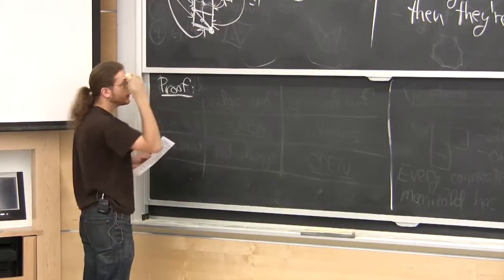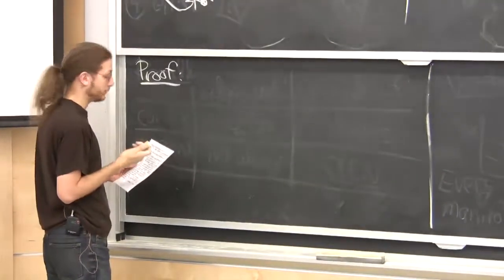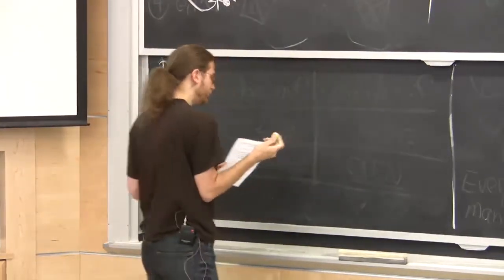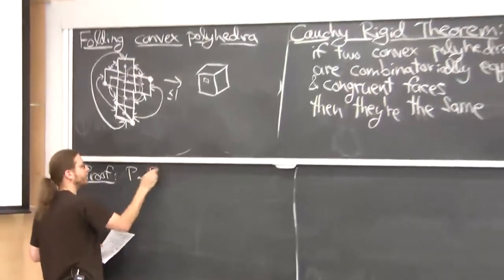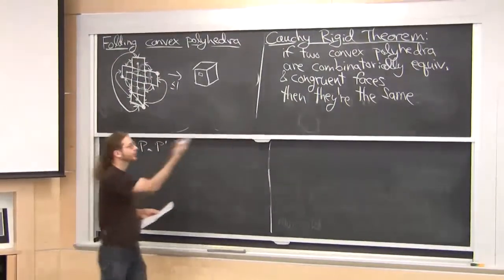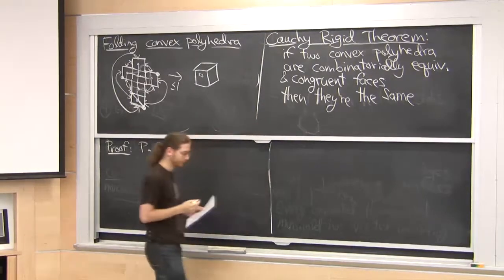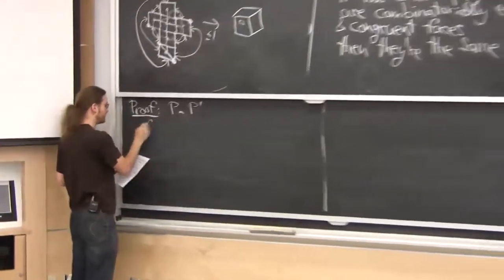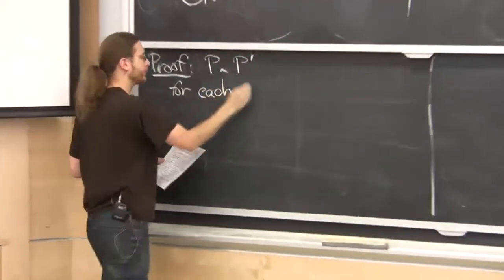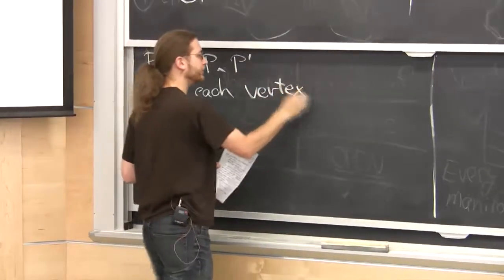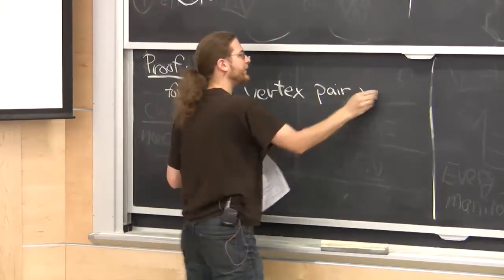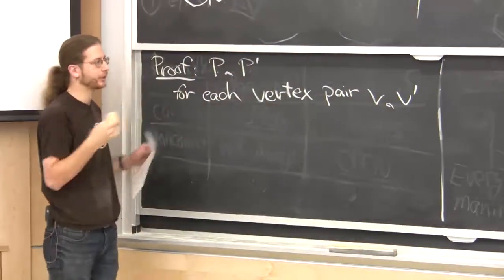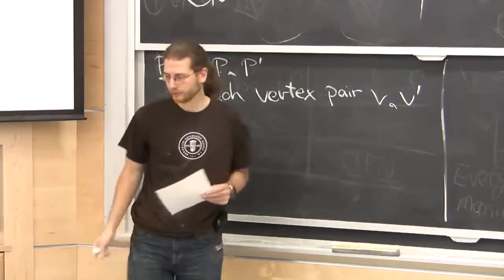So, it's sort of a proof by contradiction. We want to prove uniqueness. So we're supposing, well, maybe there are 2 polyhedra, P and P prime, and they are combinatorially equivalent and have matching faces congruent. What I want to do is look at corresponding vertices. Let's say a vertex V in P and a vertex V prime in P prime, so they're corresponding in the combinatorial equivalence.